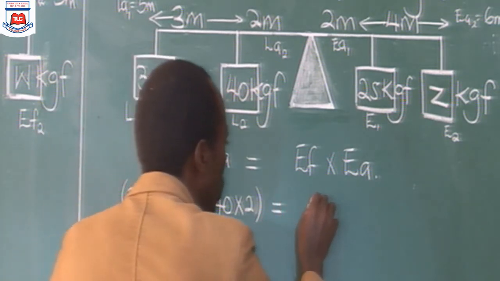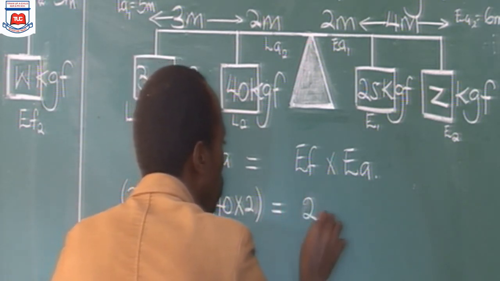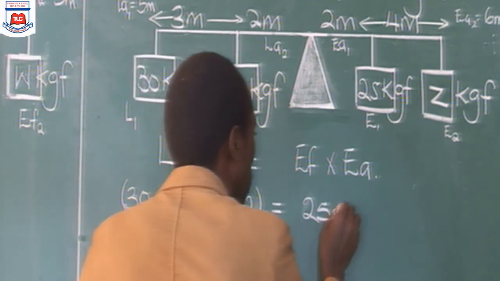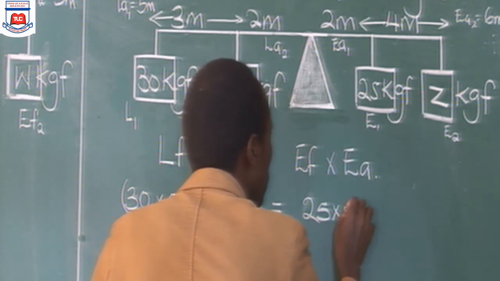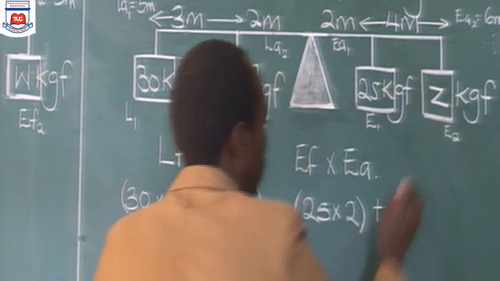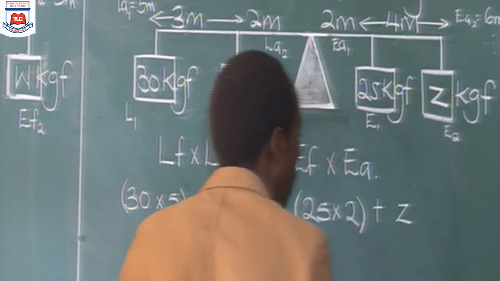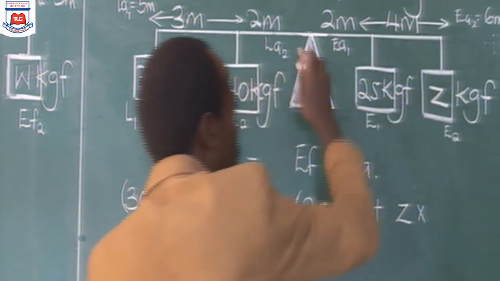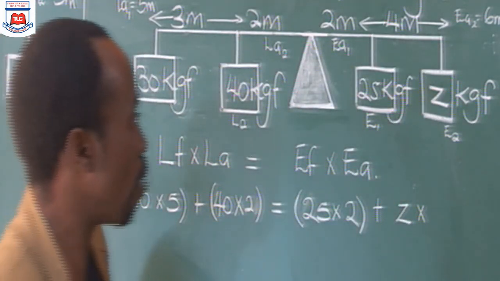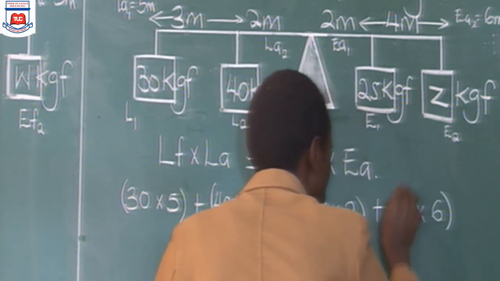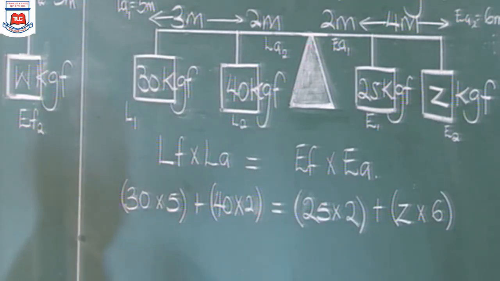That one should be equivalent to the effort force 1, 25 kilogram force, multiplied by its distance from the pivot, times 2. Put that in brackets, plus Z, which is unknown, that is effort force 2. That should be multiplied by its distance from the pivot, that is effort arm 2. That is 6 meters. Put that in brackets. Your work is now to remove the brackets.